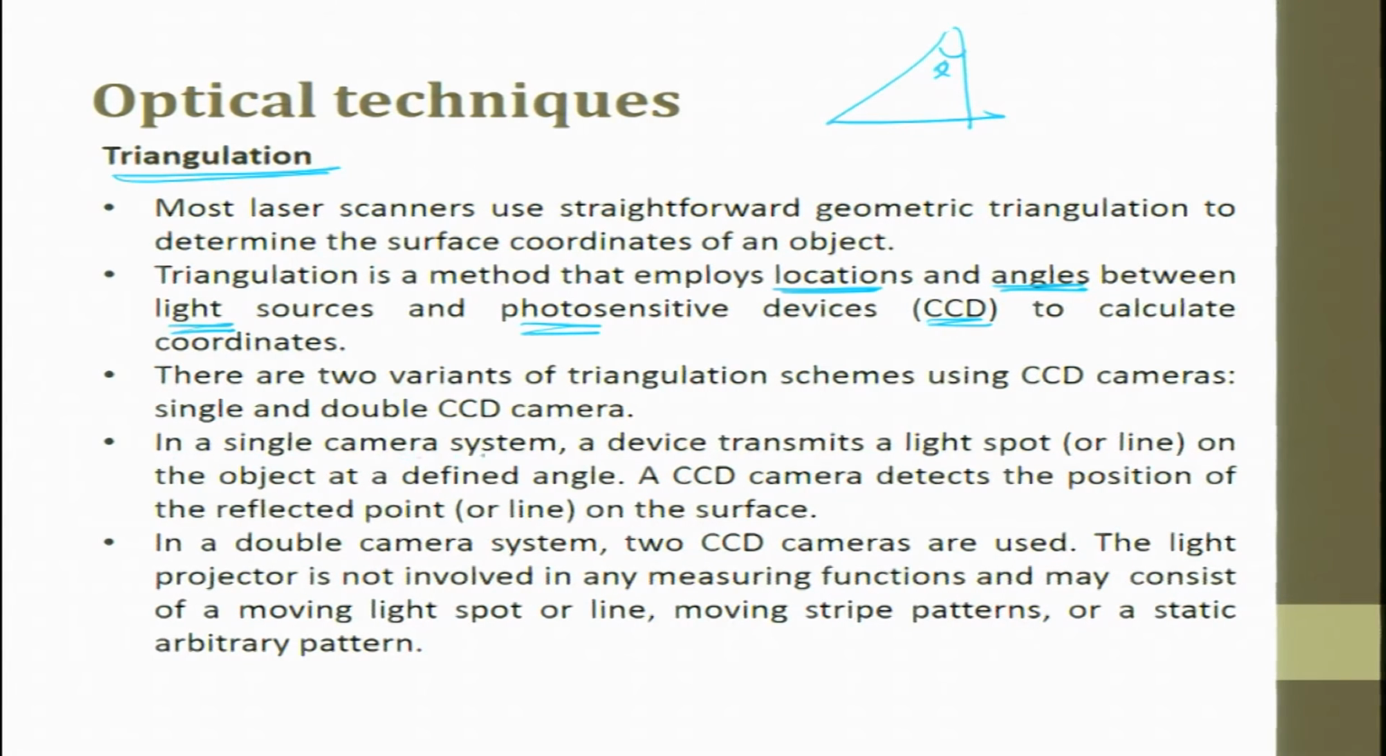In a single camera system, a device transmits a light spot onto the object at a defined angle. A CCD camera detects the position of the reflected point on the surface. In a double camera system, two CCD cameras are used. This is what the latest mobile phones use. The light projector is not involved in any measurement function and may consist of a moving light source or line, moving strip patterns or static patterns.